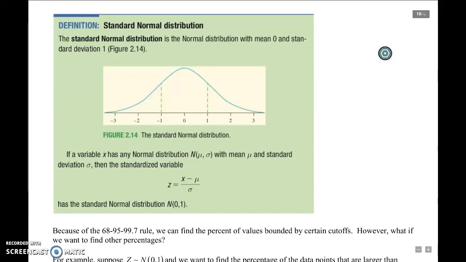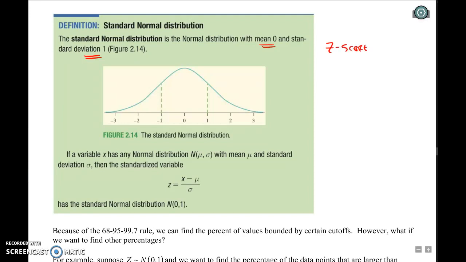So continuing on with the normal distribution, the normal curve. The standard normal distribution is a normal distribution that has a mean of 0 and a standard deviation of 1. If you recall, that's kind of what happens whenever we calculate z-scores. When we calculate z-scores, it transforms the mean to 0 and the standard deviation to 1. And if you recall, whatever the shape of the original distribution, the shape stays the same.